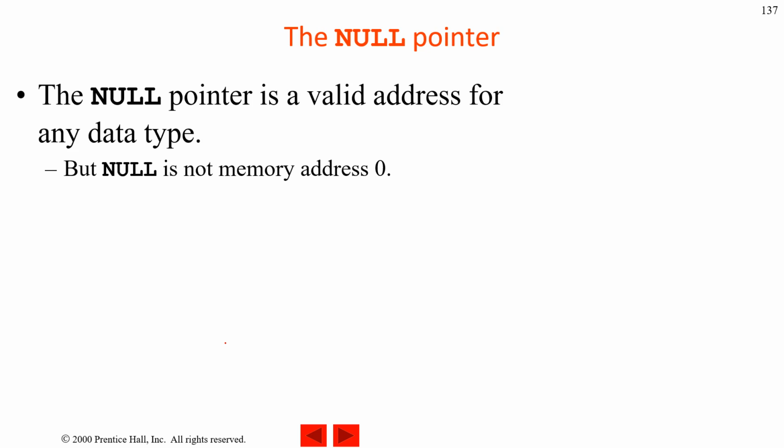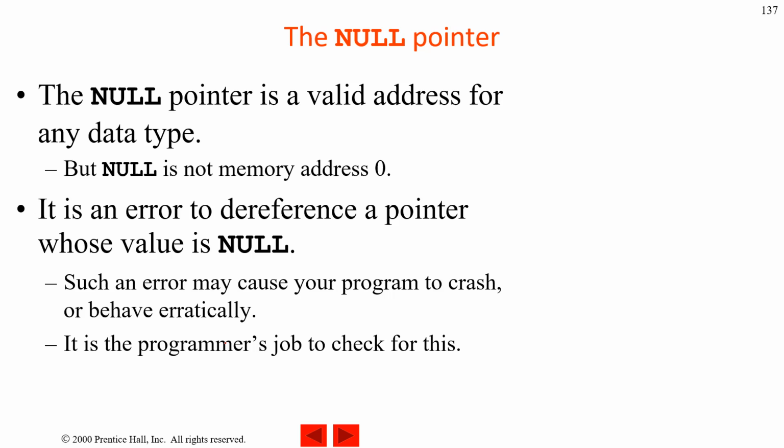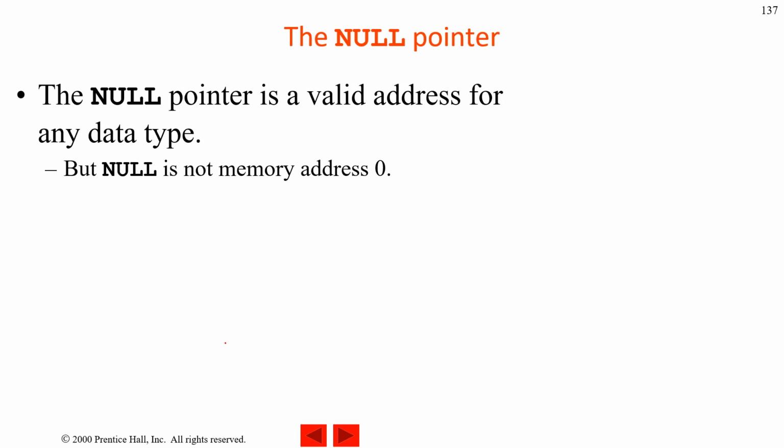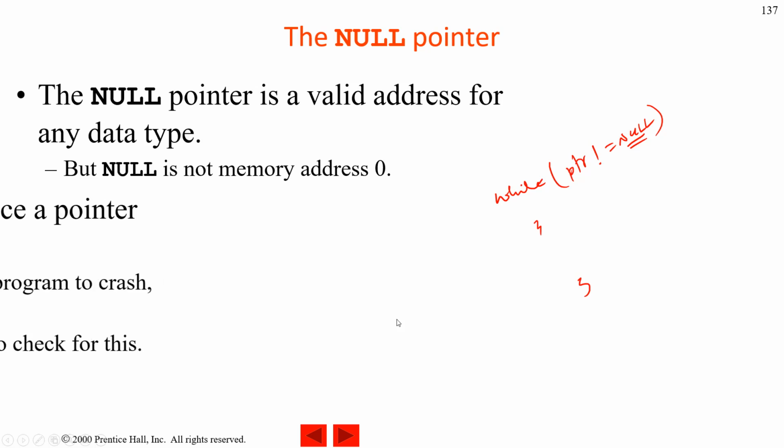So the null pointer is a valid address for any data type, but null is not memory address 0. It is just used so that, for instance, if you want to write a while loop, while ptr not equal to null, maybe you are assigning something, and when you want it to stop, while ptr is not equal to null, so null is a value you can use. It's a valid address, but it's not necessarily the memory location 0.